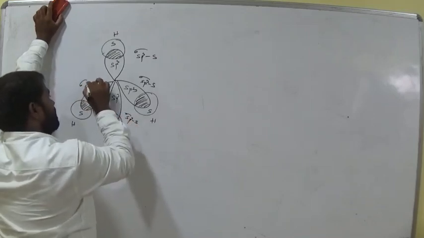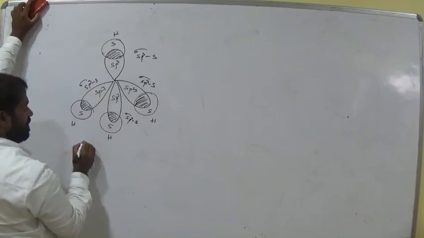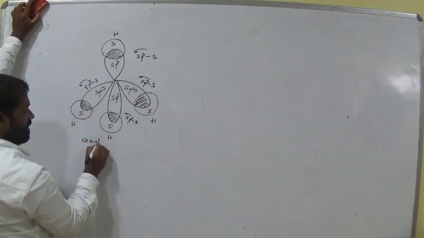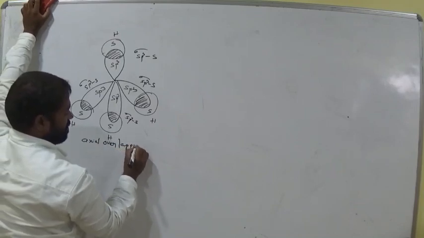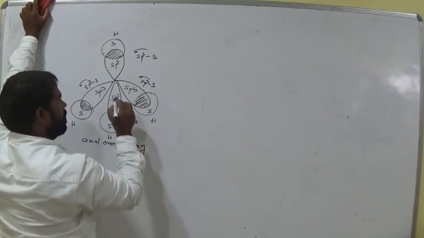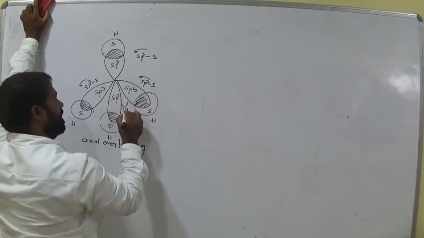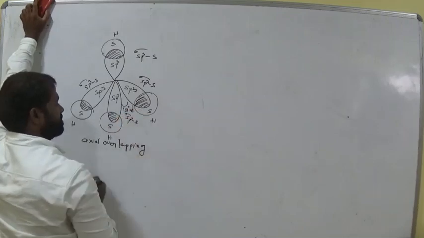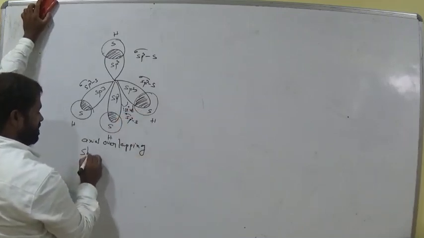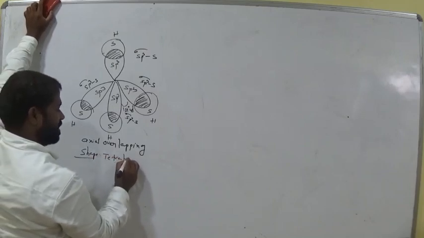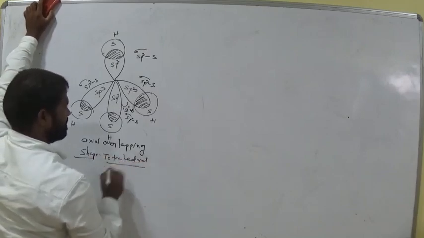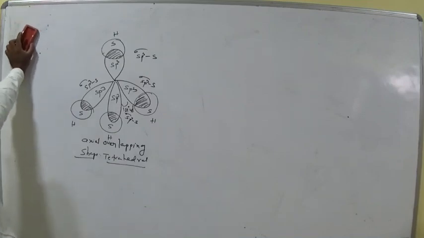Sigma sp3-s, which overlapping? Axial overlapping only. Bond angle, how much? 109 degrees 28 minutes. Okay. Shape tetrahedral. Tetrahedral shape. Is it clear, all of you? This is the orbital diagram.